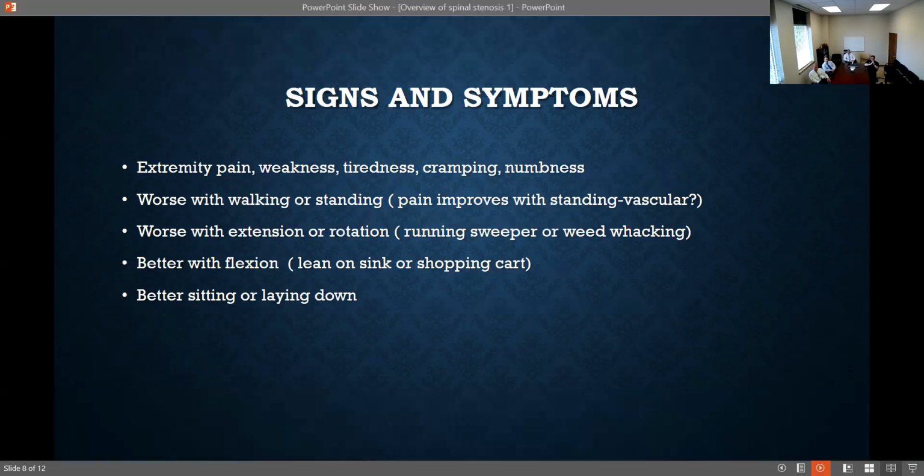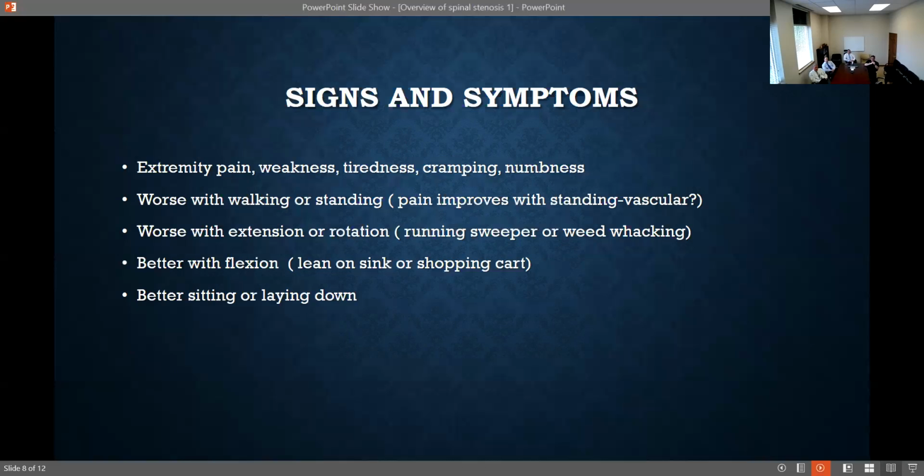When you're looking at facet disease, many times they'll tell you that they're worse with extension or rotation. And so for the women you see, they'll tell you, when I run the sweeper, it hurts. And the men will tell you, when I run the weed eater, it hurts. Because that is a forced extension and rotation which presses together the two bony parts of the facet joint and makes them have pain. This is a part of stenosis, but not necessarily, it can be seen as its own entity. We talked about the history.